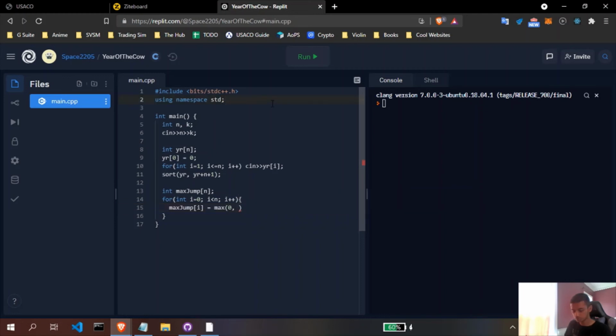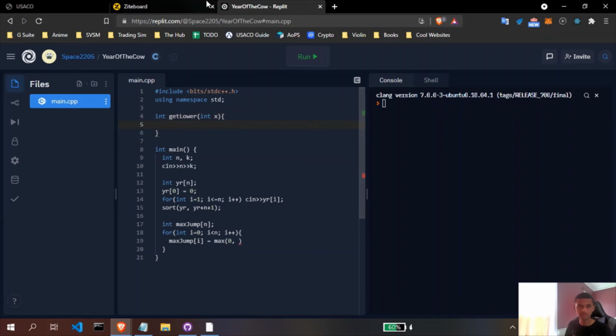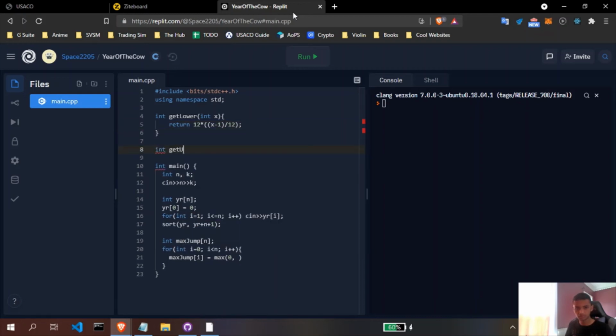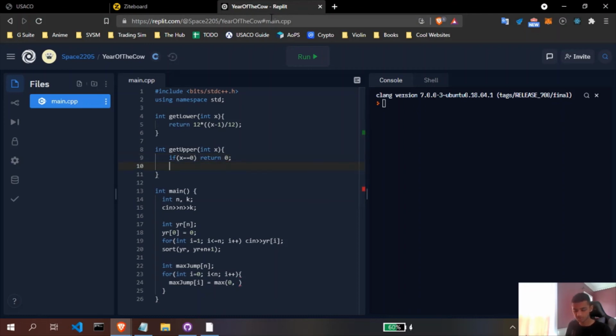And now I want to actually create the function to get the lower and the upper bounds. So I'm going to call this int get lower, and I'm going to give it an int x. And using the formula we derived over here, I'm basically just going to return 12 times x minus 1 divided by 12, right? And then for the int get upper, we can basically just get the lower and then add 12 to it. But in the case that x is equal to 0, then we just want to return 0. Otherwise, we're just going to get lower of x and then add 12 to it. And then we return that.